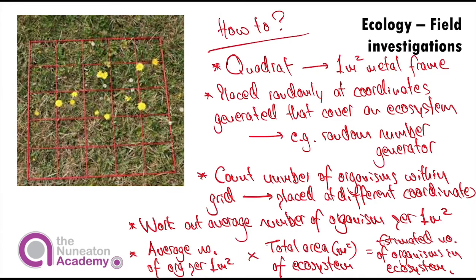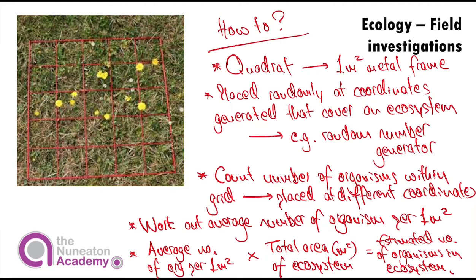So the fifth lesson in your ecology unit will have been looking at one of the required practicals, which is about field investigations, which simply is how you go about sampling and estimating the number of a specific organism that is in an ecosystem, or the spread of it, the distribution of it, where it actually falls and lives and exists within an ecosystem. Now, the key tool you will have used is a quadrat.